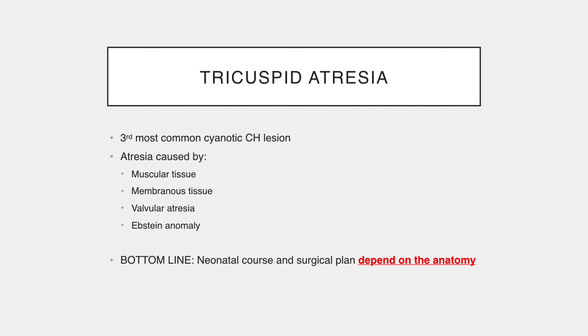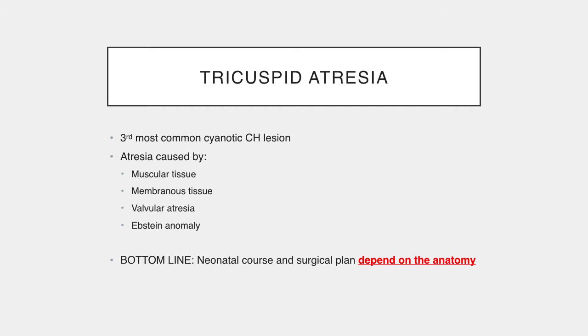I'll say in my 5 years of training, I believe I've seen 2, perhaps 3 cases of tricuspid atresia. So anecdotally, I have not come across it very much, but it is the third most common after transposition of the great vessels and tetralogy of Fallot. So it's really worth knowing about.